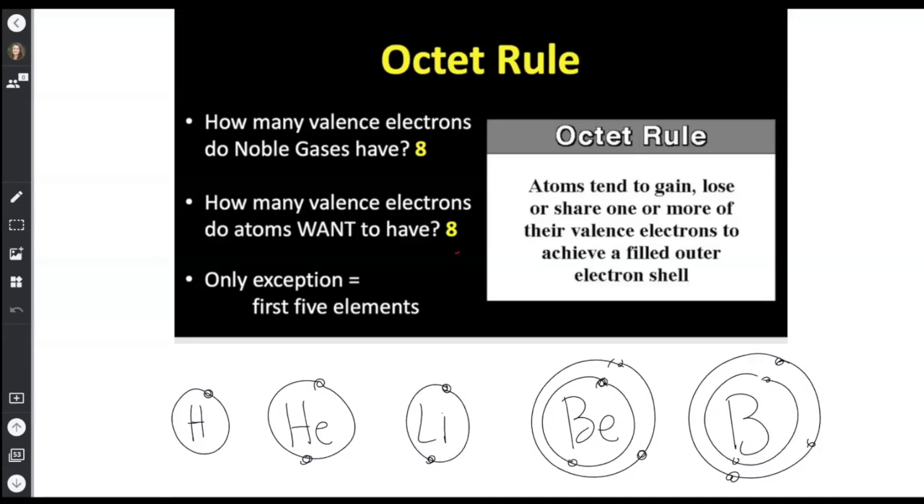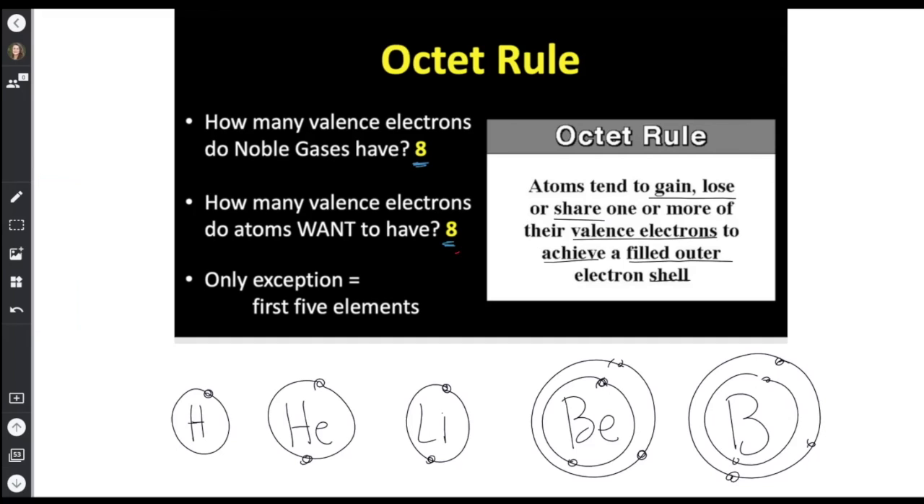So then what does our octet rule mean for our valence electrons? Our octet rule tells us that atoms tend to gain, lose, or share one or more of their valence electrons in order to achieve that filled outer shell. So they gain or lose in our ionic bonds, or they share them in the covalent bonds in order to have a full shell. How many valence electrons do those noble gases have? 8. Well, everybody wants to be like our noble kings, right? They all want to have 8.